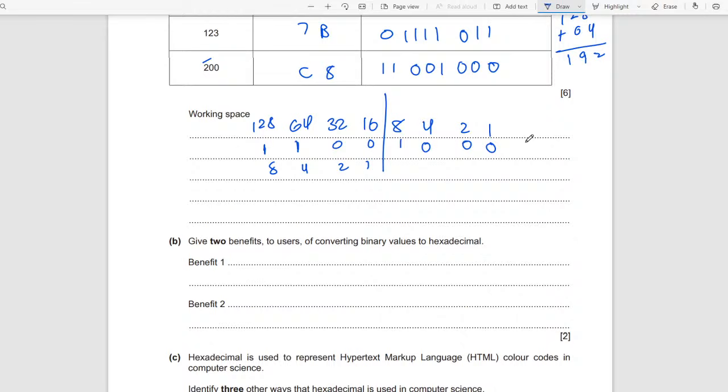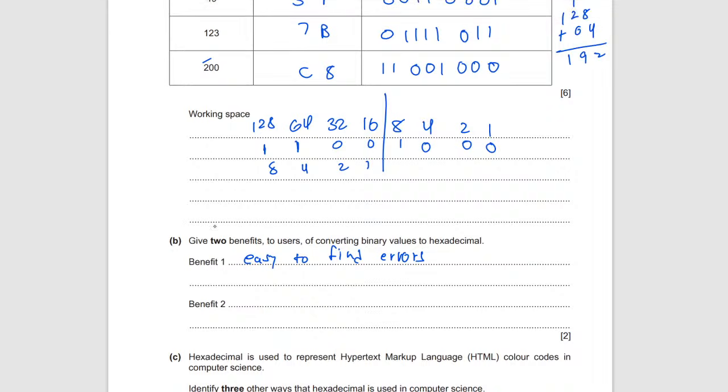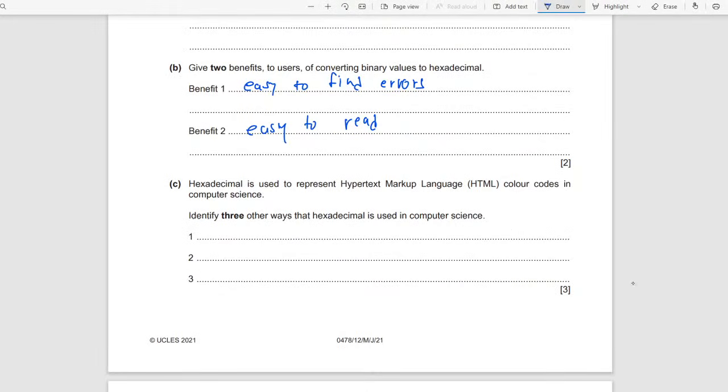Okay, 2 benefits to users of converting binary values to hexadecimal. So number 1, easy to find errors, because of course there will be fewer values, so you can find an error quicker. And then you can also say easier to read or easier to understand. So easy to read. Okay, I'll give you 2 marks right there.